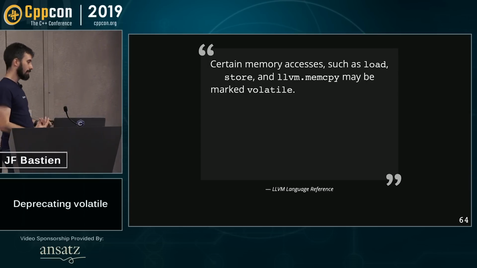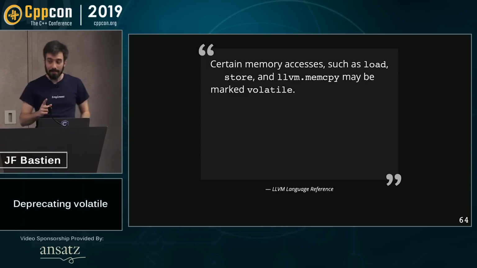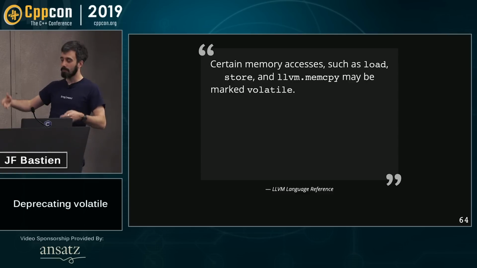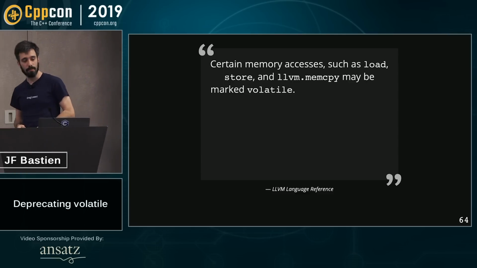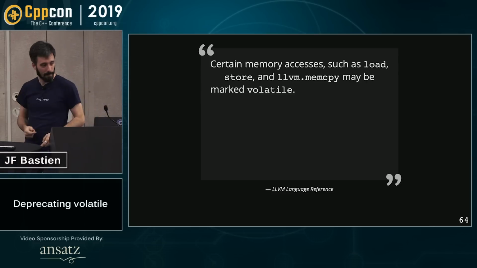How do you access them from C or C++? I won't tell you. But there is no way in C and C++ to write a volatile memcpy in conformant standard C or C++. LLVM has it. It's just a secret.